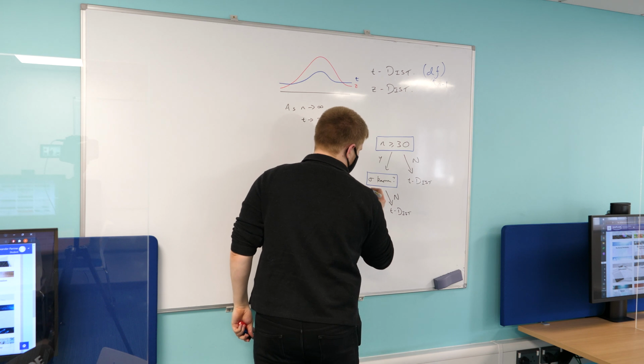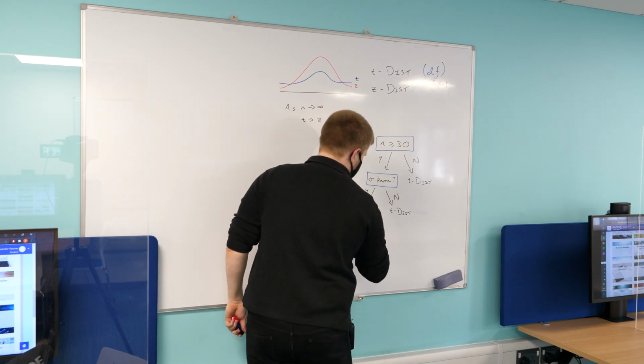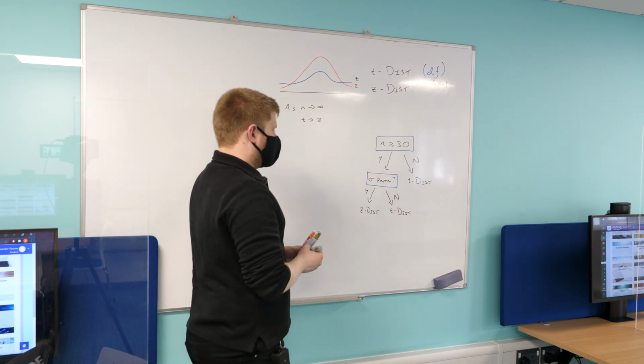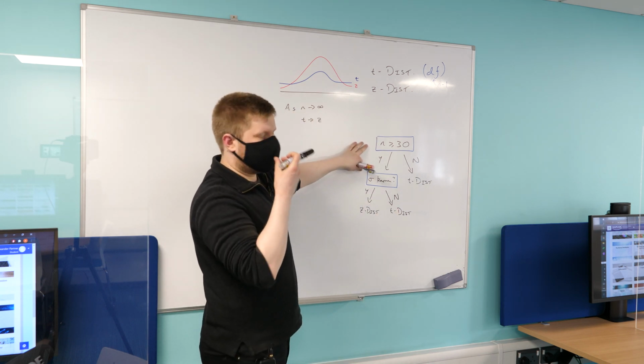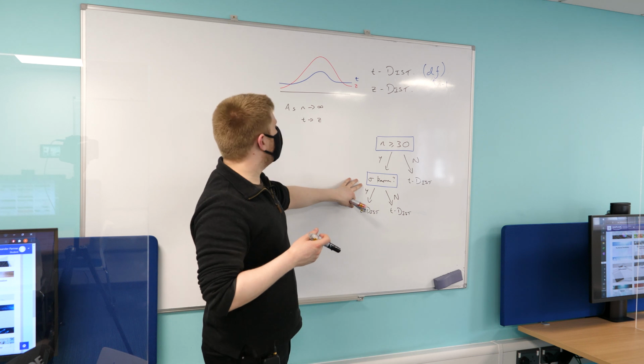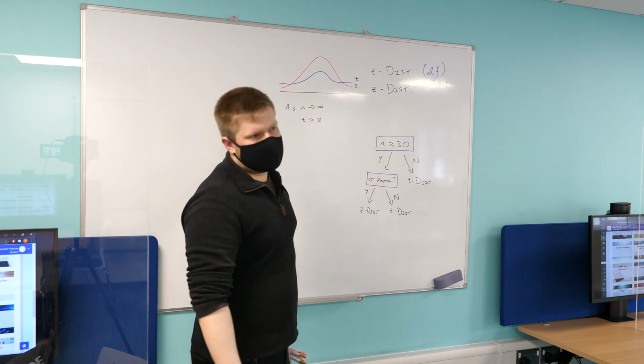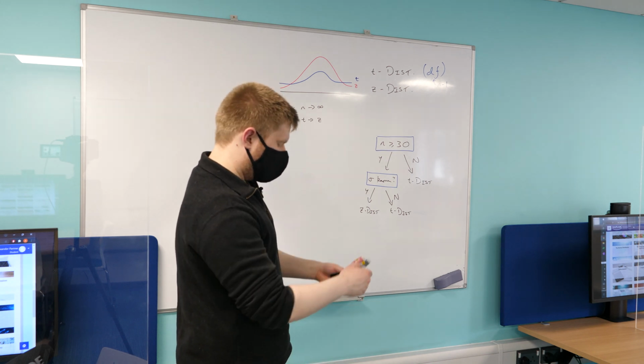However, if the answer to both those questions is yes, that is when we can use the z distribution. Okay? So only if we know that the sample size is big enough and we know what the population standard deviation is doing, in other words, we know roughly what the shape of the curve is doing, that's the only time we can use the z distribution.